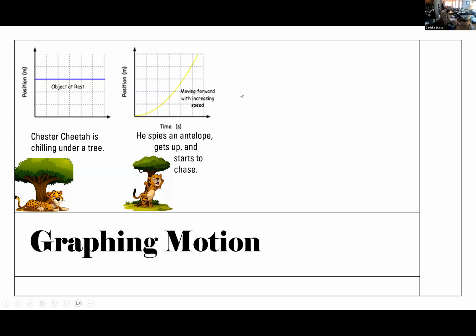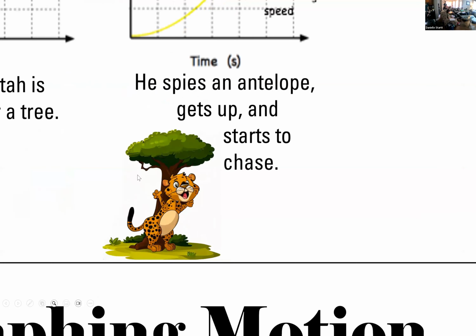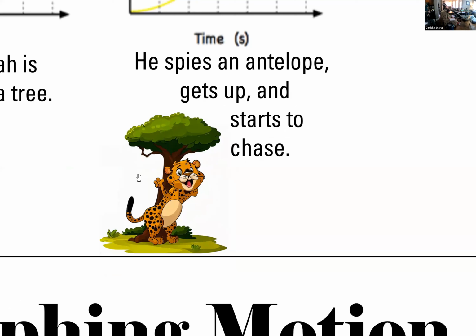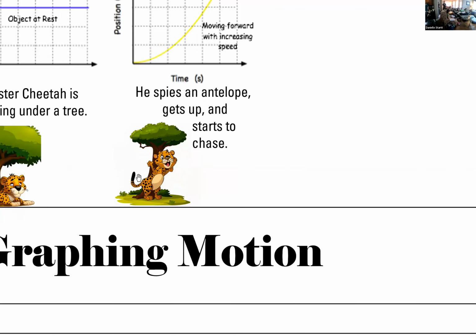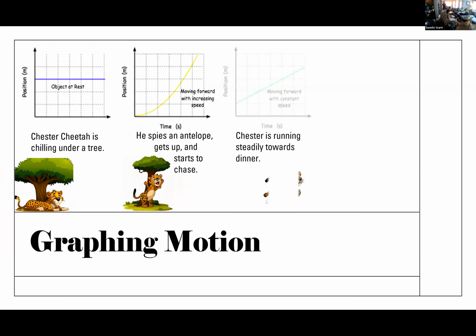Now he spies an antelope, gets up, starts to chase. So you can see here, he's excited. Oh, look at him. He's like, "Woo, lunch, right?" You can see how he's moving forward. So this is when he's steady running. When he's steady running, you see this nice increase.